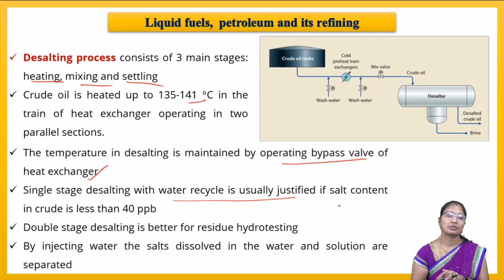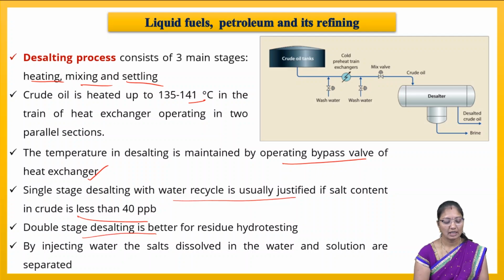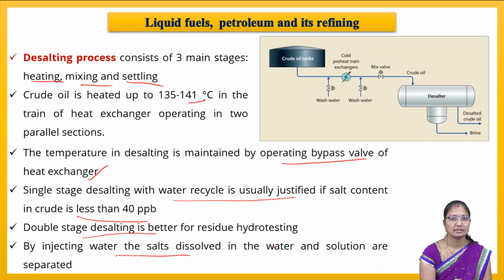So it depends whether we have to go for the single stage or the continuous exchanger process; it depends upon the salt content present in the crude oil. If it is less than 40 ppb, we can use the single stage. The double stage desalting is better for residue hydrotesting, and by injecting water, the salts dissolved in the water and the solution are separated.